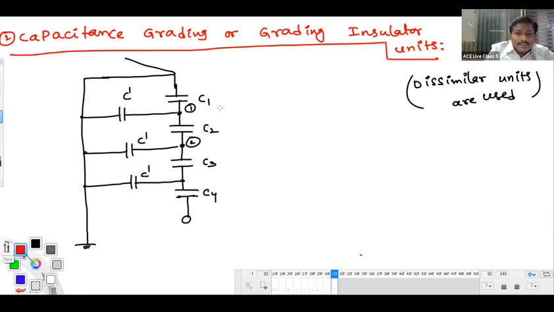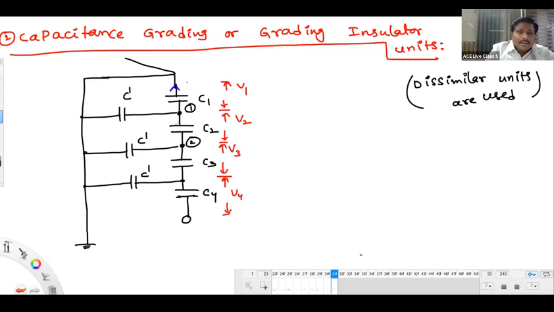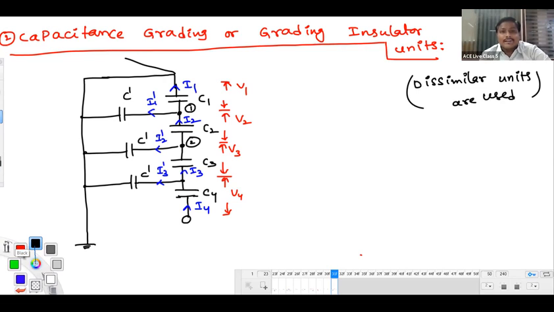Next, voltages you see. Voltages here: disc 1 is V1, disc 2 is V2, disc 3 is V3, disc 4 is V4. Currents you observe quickly: disc 1 I1, I2, I3, and here you have I4. And these currents you can observe: I1 dash, I2 dash, and I3 dash.